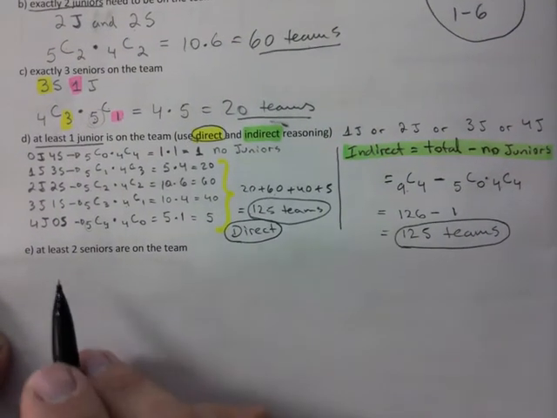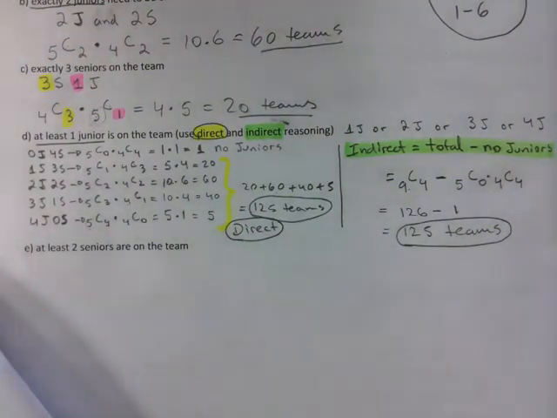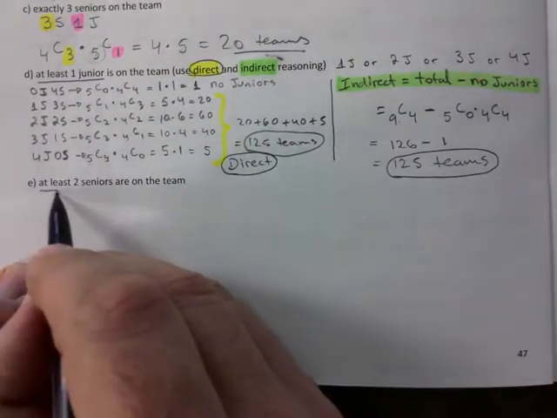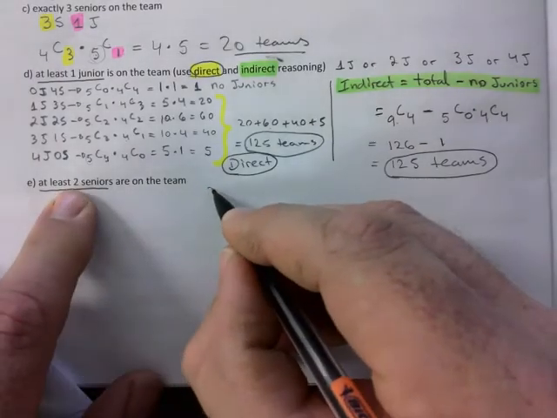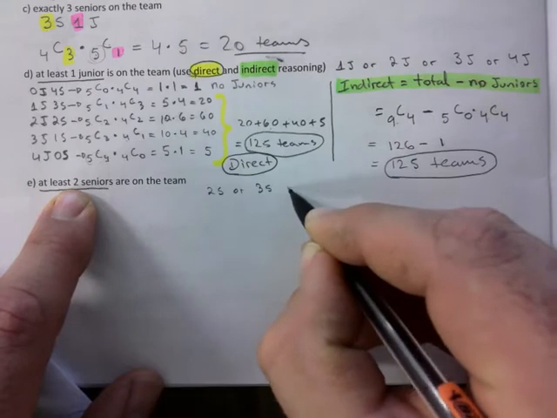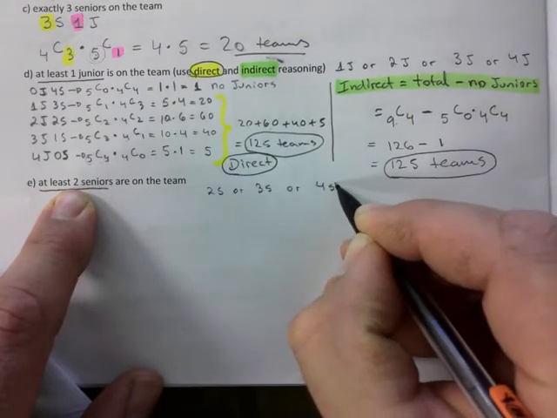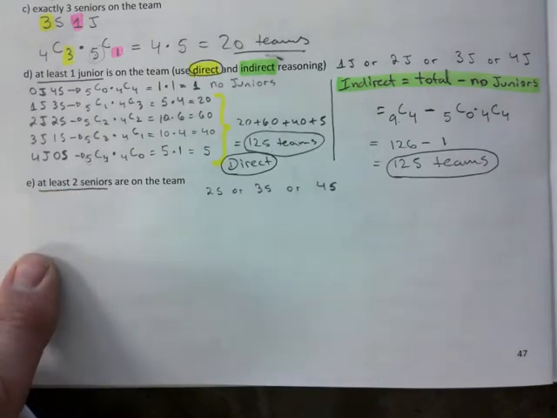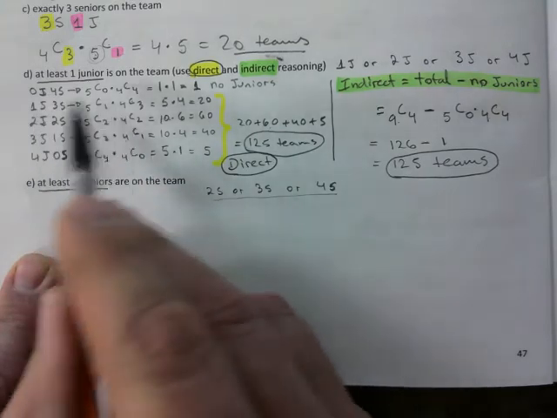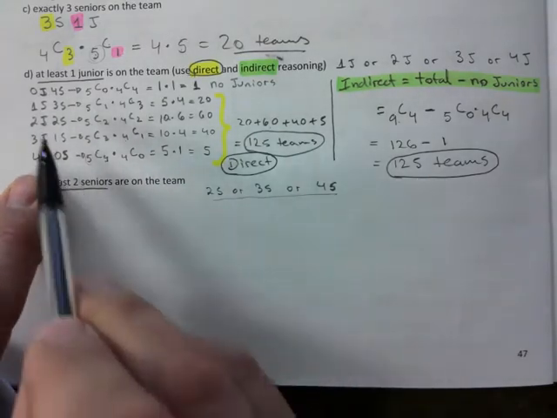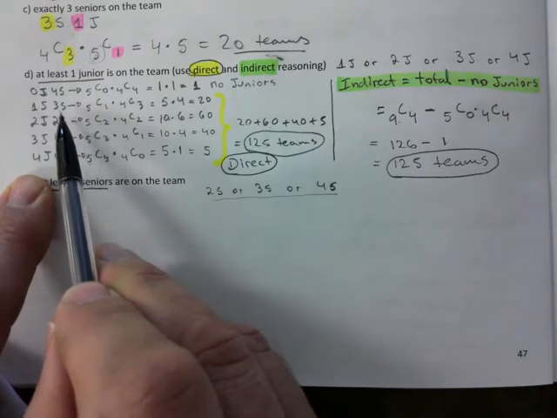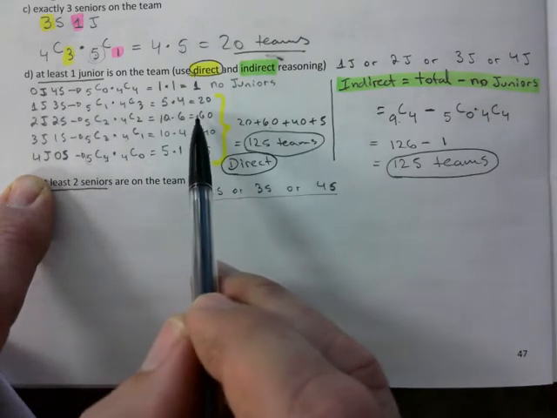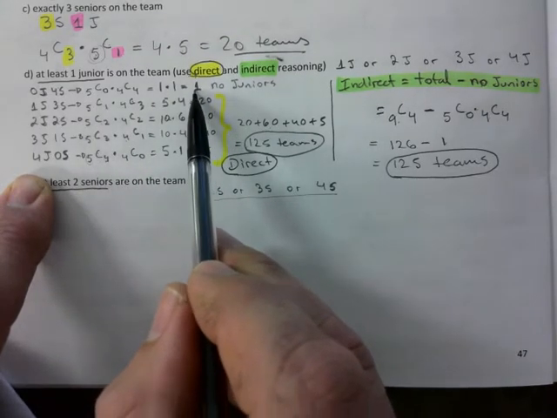Let's go to the second question here. At least 2 seniors are on the team. Okay, at least 2 seniors, let's see what that means. That means 2 seniors, or 3 seniors, or in this case, up to 4 seniors. It can't have more than that. Let's look at what we just did here. You just go up because you already did the work, right? You have 2, 3, 4 seniors, so you can just go up here and really just add 60, 20, and 1.